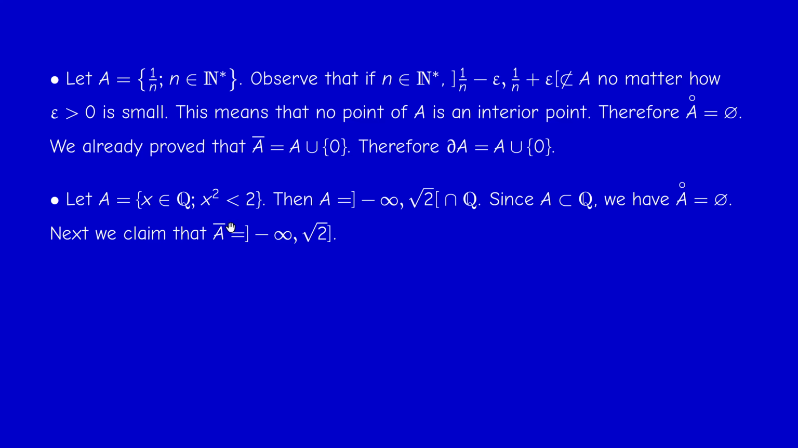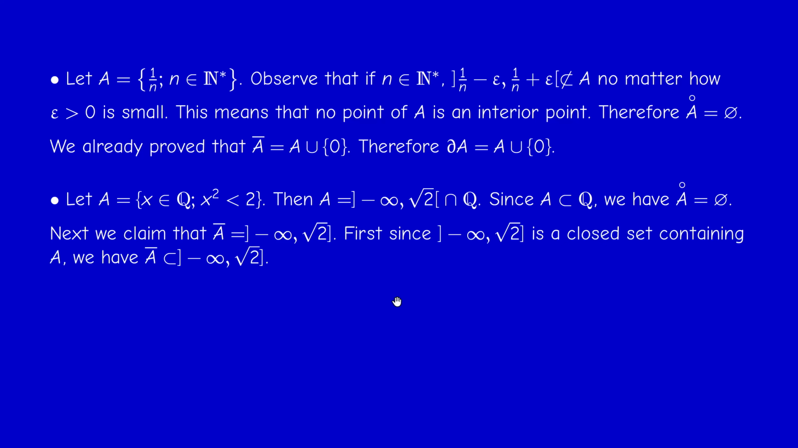So now I have to prove this claim. How do I prove that two sets are equal? Double inclusion. First inclusion: the interval minus infinity, radical 2 is a closed set that contains A. But A bar is the smallest closed set containing A, therefore this interval contains A bar. So we have a first inclusion. Now, for the converse, I take an element in this interval and I prove that it's in A bar.